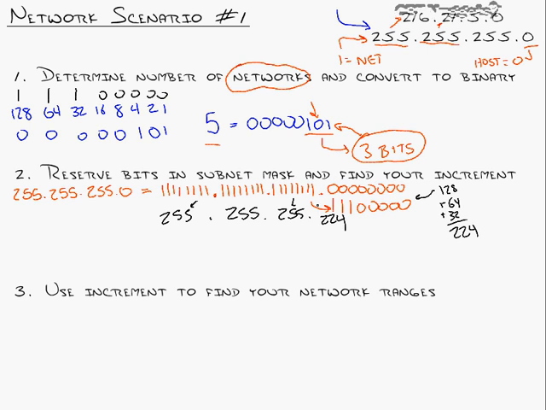So look at our network bits. Right here, this is a 128, right? 64 in decimal. 32, that is our lowest network bit converted back to a decimal number, 32. That is our increment. So with that in mind, we can move to step 3, which says use the increment to find your network ranges.